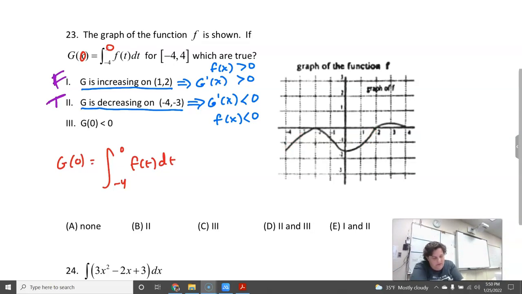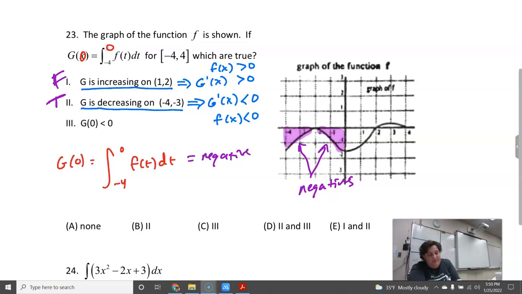Now, let's look at the integral from -4 to 0. What can you guys tell me about that integral? It's strictly below the axis, right? So these are both going to be negatives. That's all going to be negative. So is G of 0 a negative? Yes, because the integral from here to here is negative. That is true. So my answer is going to be 2 and 3.